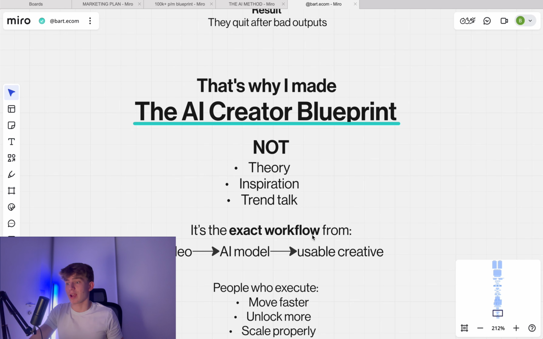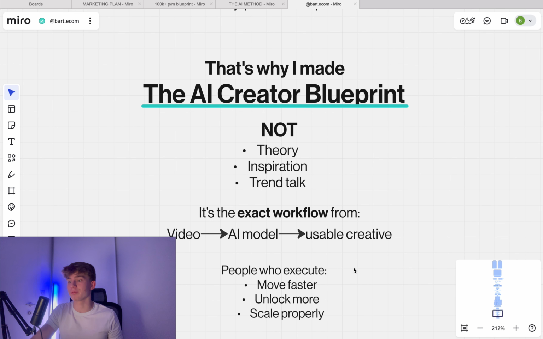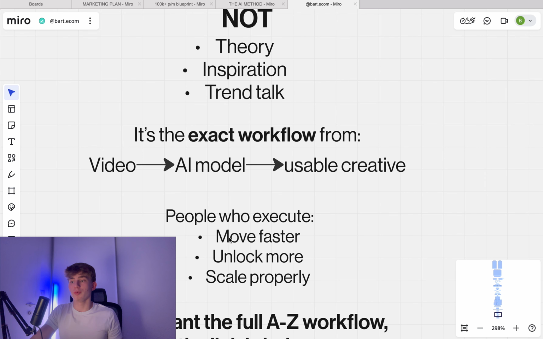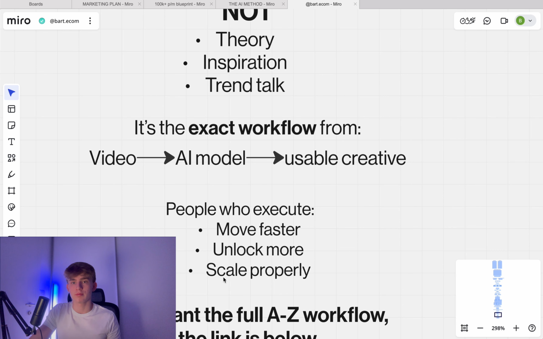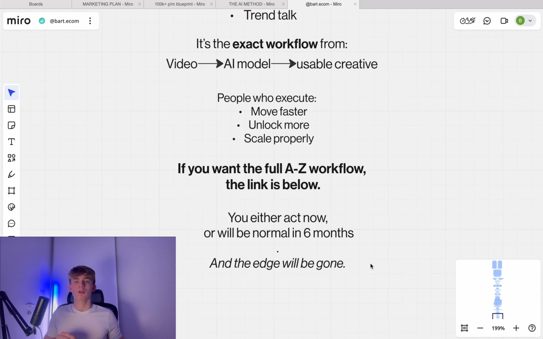And it's the exact workflow from video to the AI model, and then you get a usable UGC creative. So people who execute move faster, they unlock more, and they really scale properly and fast to 500 euros per day, even 20, 30k months, I've seen some people do. So guys, if you want the full A to Z workflow, the link is going to be down below.